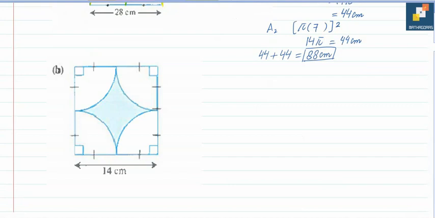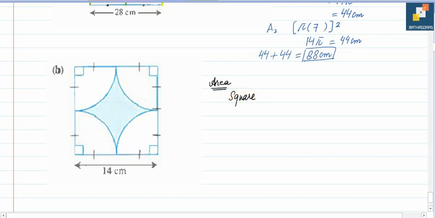Now the next question, the part B. The same method, you need to find the area and perimeter of the shaded region. So let's start with area. First tell me how many shapes are there. So there is a square, right? So there is a square.